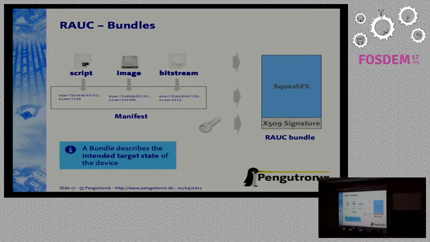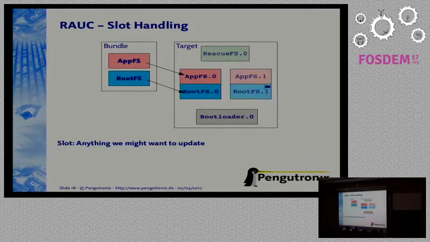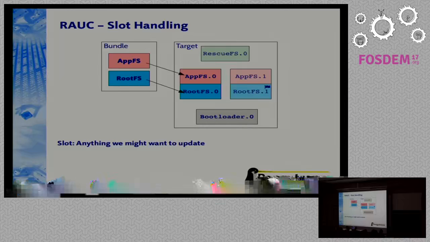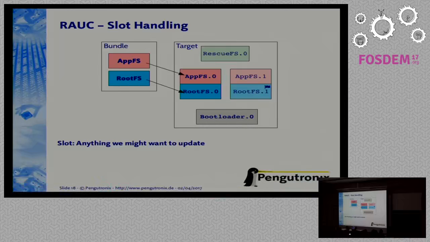This is a bit about handling in Rauk. Everything that could be a target for installing something we called a slot. And then you can create in your configuration classes of slots, for example, application file system, a root file system, and instances of the slot. This is used by Rauk to match what you have in your update bundle, where you have an image for a specific class, to the real device on your target. That's one of the core algorithms that Rauk provides.